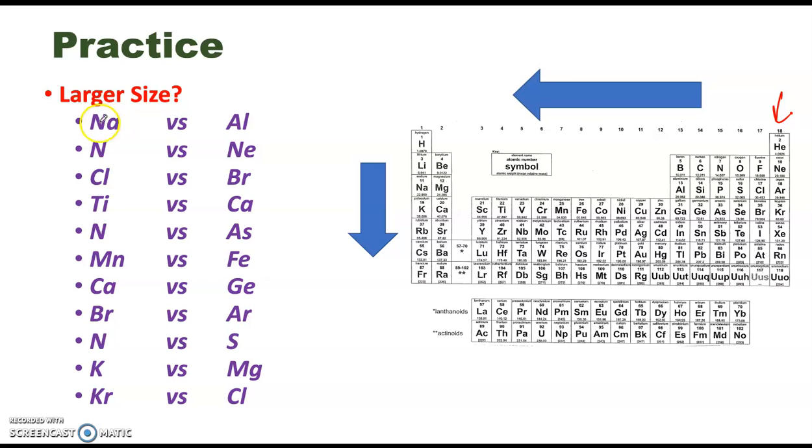So what we're going to do is look at sodium and aluminum. Sodium is here. We've got aluminum here. Sodium's further to the left, so sodium is larger. We've got nitrogen and neon. Now this is a noble gas, but that doesn't matter at this point because we're not talking about reactivity. Nitrogen is further to the left. So pause the video and try the rest on your own. Just take 1 minute, quickly find them.